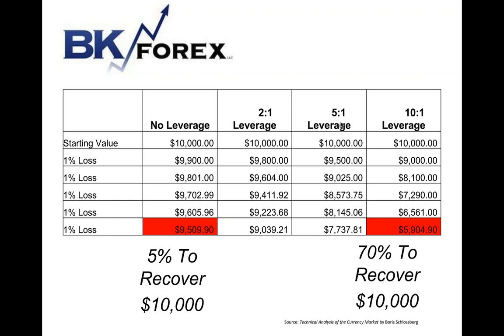At 5 to 1, which is a very, very modest leverage, and most FX traders laugh at this kind of leverage, right? You've already lost nearly more than 20% of your money. And at 10 to 1, which is what everybody starts out with as their conservative position, you've basically lost 40% of your money, and you're going to need to make 70% of your money just to get your money back. Here, you just need to make 5% of your money to get back to even. Here, you need to make 70%.